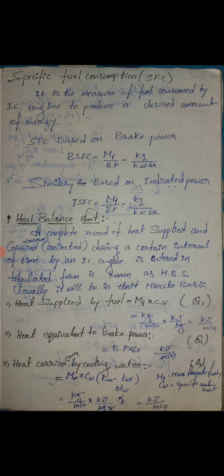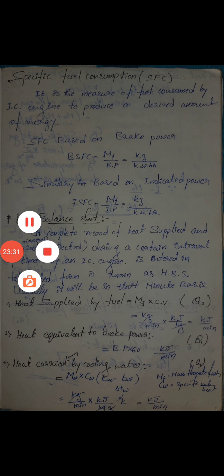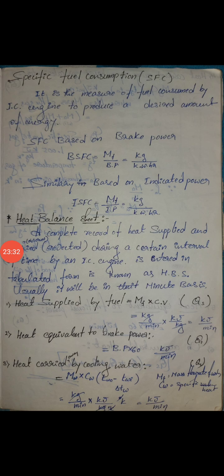Then we will come back to the second part of this chapter, that is the Morse test, how to find the indicated power. We have different methods to determine the indicated power. One is the Willans line method and another is the Morse test method. So for today's class, these are some of the performance parameters which I have shown you. In the next class I will explain about the heat balance sheet.